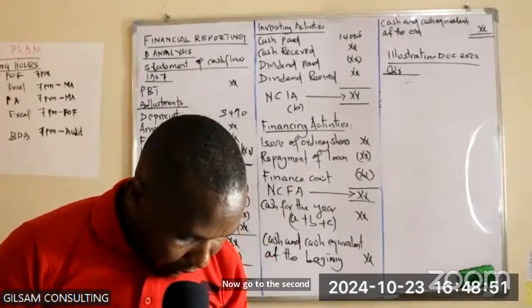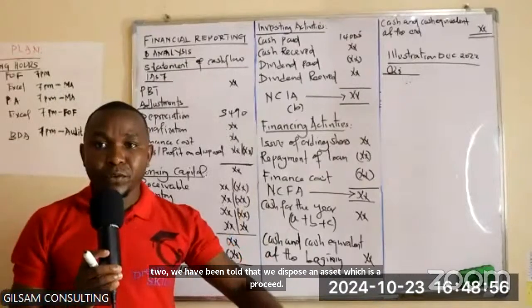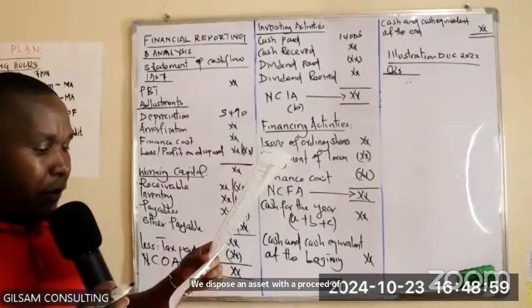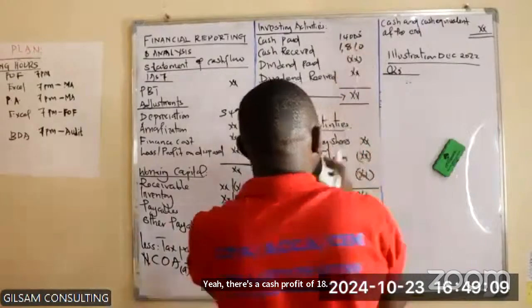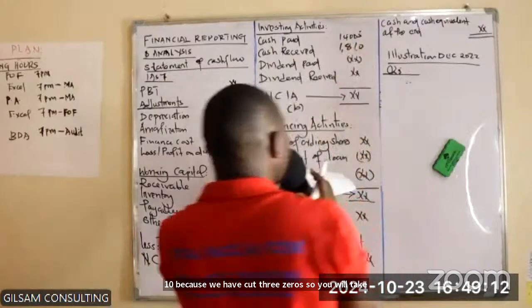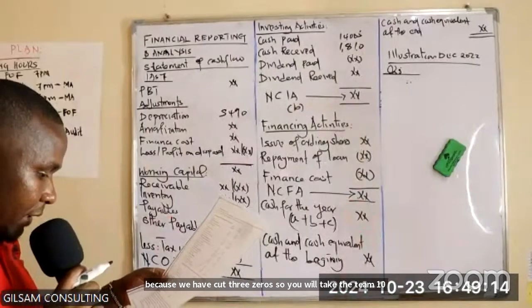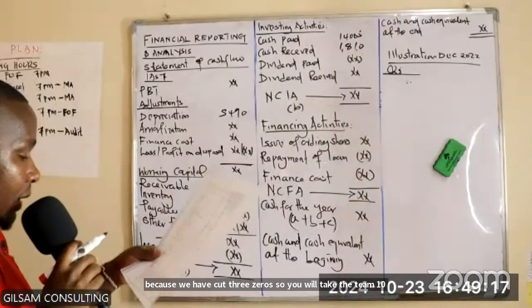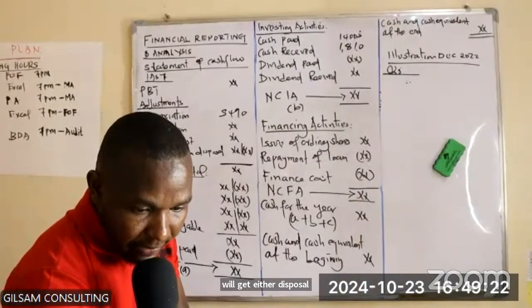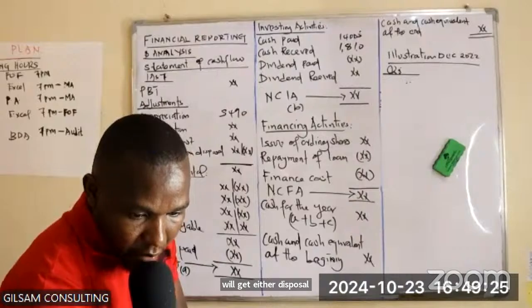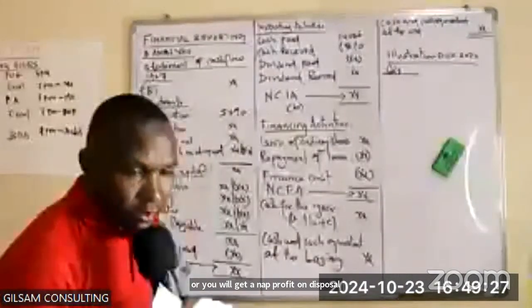We have been told that we disposed of an asset with a proceed of 1.810 million. So that is the cash proceed which we're going to record in the investment side. There is a cash proceed of 1810 because we have cut 3 zeros. So we will take 1810. And then this part also of note 2 will give either profit on disposal or the loss on disposal.